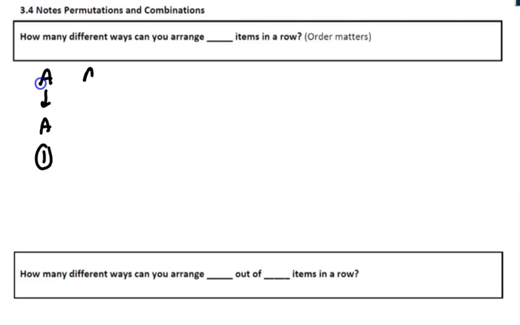Okay. Let's say I have the letters A and B. How many different ways can I arrange A, B? Well, I can say AB or BA. So there are two different orders. So I'm up to 2 now.